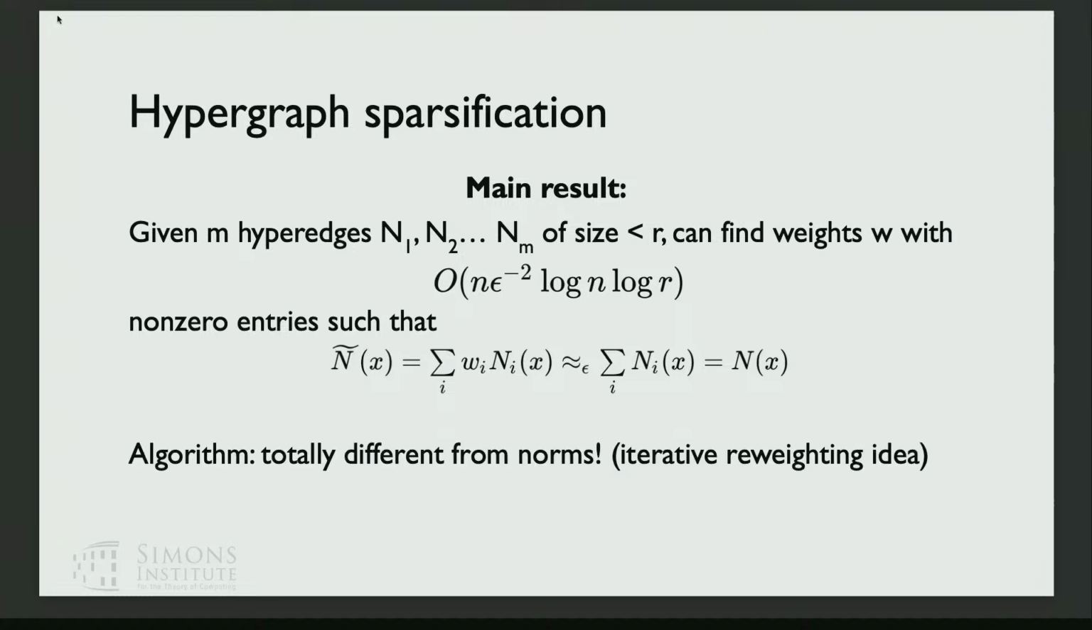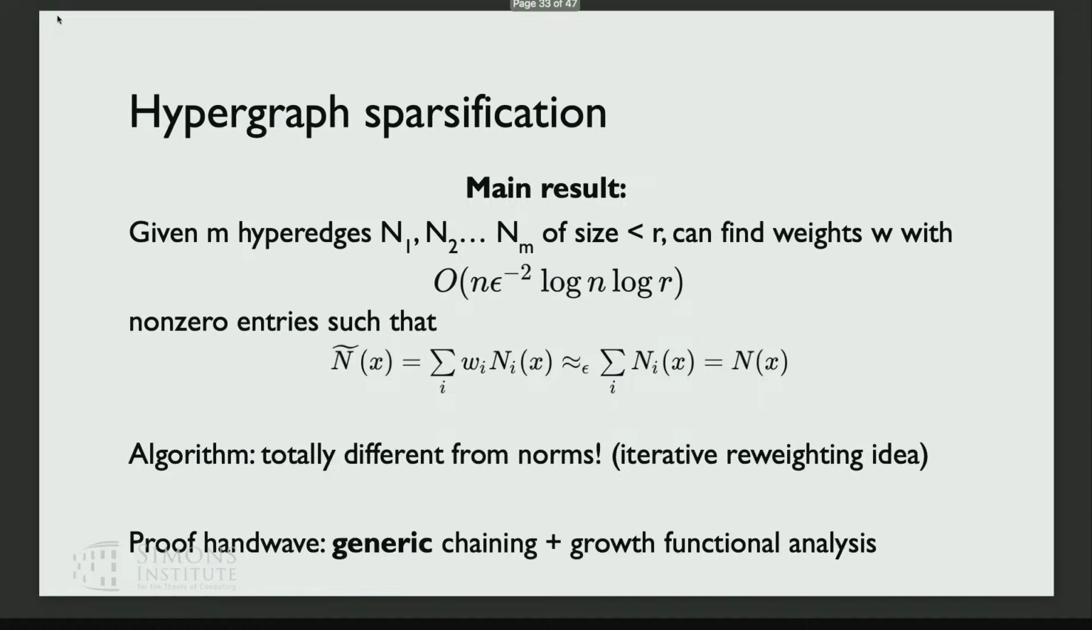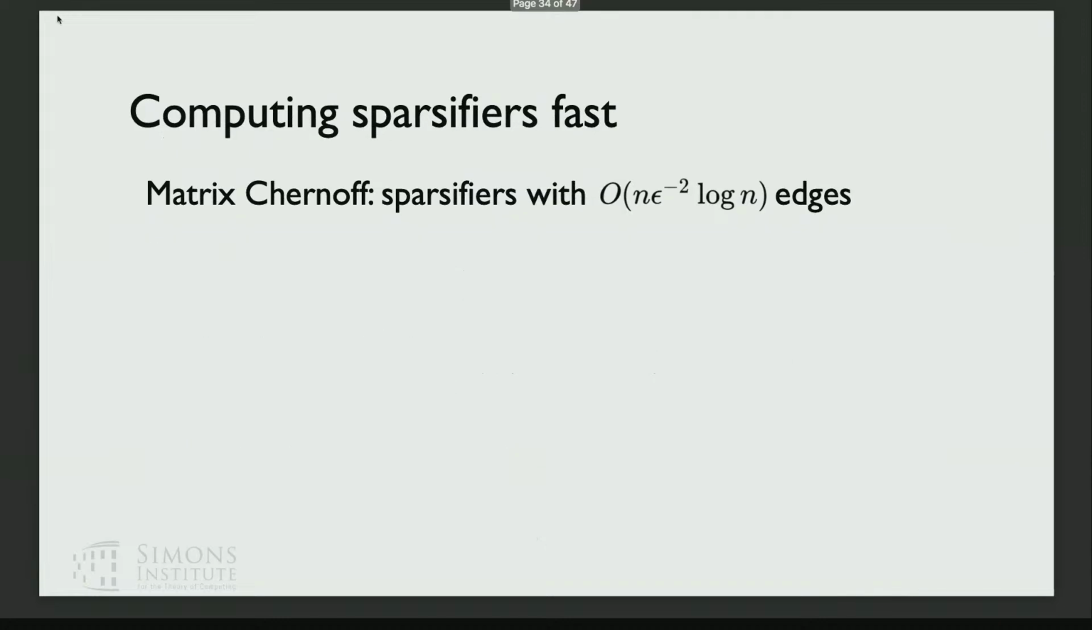And very interestingly, you could recover a version of this result via our sparsification of norms paper, but the algorithm that gets you this tighter bound is completely different. The sampling probabilities are essentially leverage scores of some graph. They're totally different. So I personally find it an interesting question why you can do so much better for this problem of hypergraphs with such a different set of weights. And again, the proof's hand wave is basically you just combine an approach based on generic chaining with an analysis based on growth functionals. Just a bunch of math.